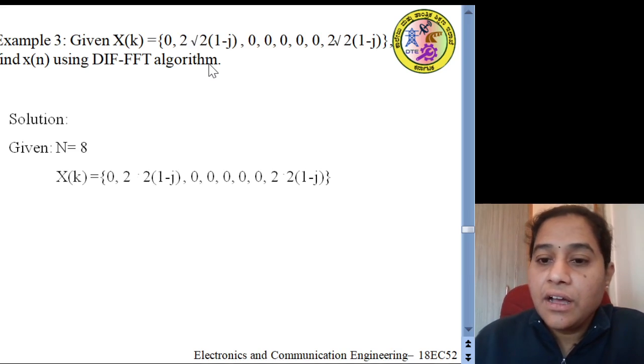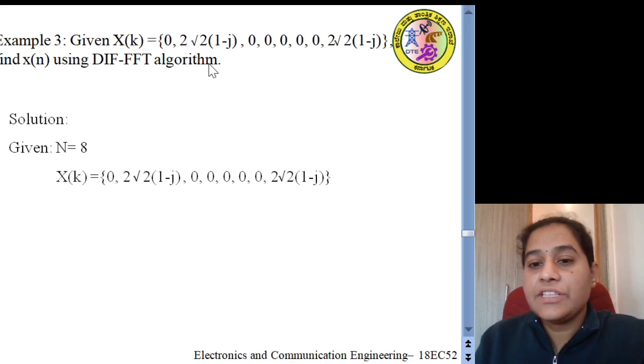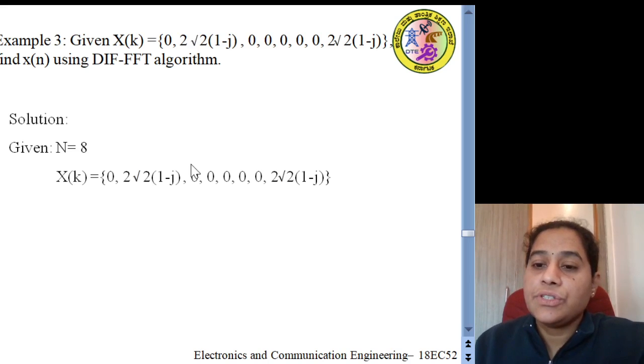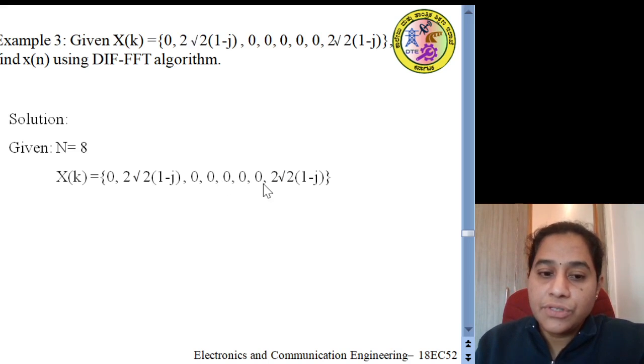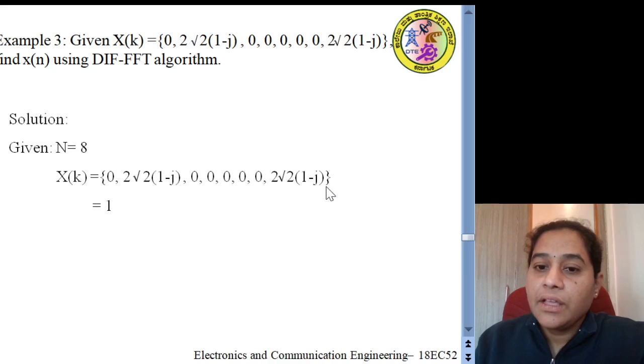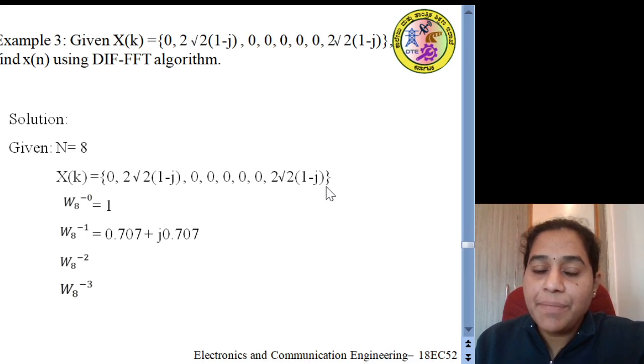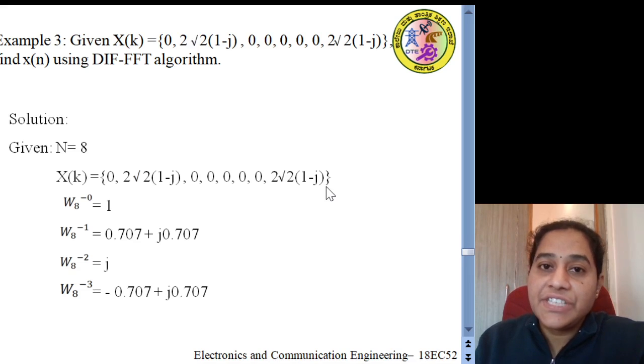Given sequence x of k is equal to 0, 2 root 2 into 1 minus j, 0, 0, 0, 0, 0, 2 root 2 into 1 minus j. W8 power minus 0 is 1, W8 power minus 1 is 0.707 plus j 0.707, W8 power minus 2 is plus j, and W8 power minus 3 is minus 0.707 plus j 0.707.